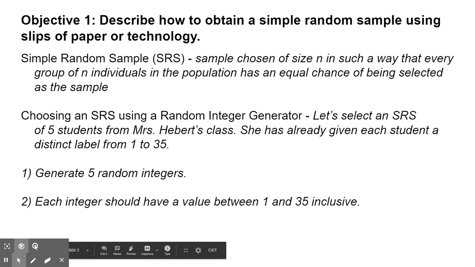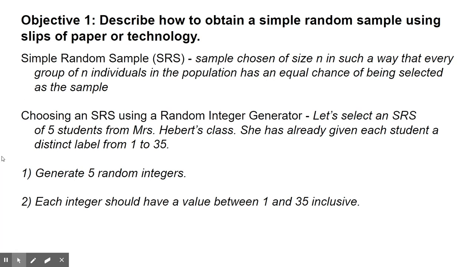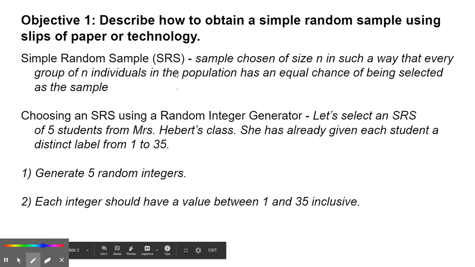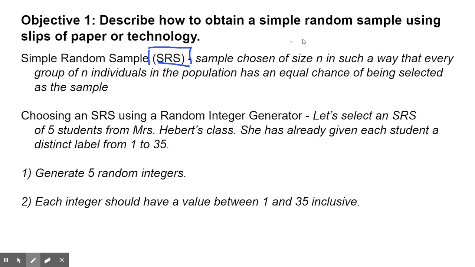Okay, so the first objective here is how do we obtain these simple random samples? Again, a simple random sample, or SRS, is where you choose a sample of size n, so n is that sample size, in such a way that every group of n individuals in the population has an equal chance of being selected as the sample. It's not biased, right? Equal chance.